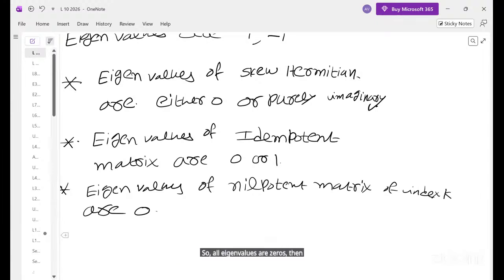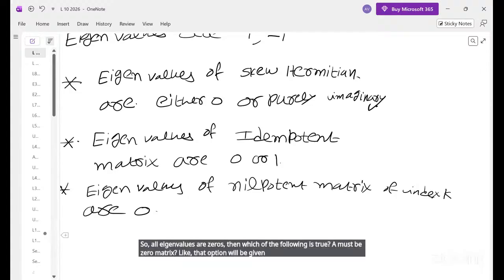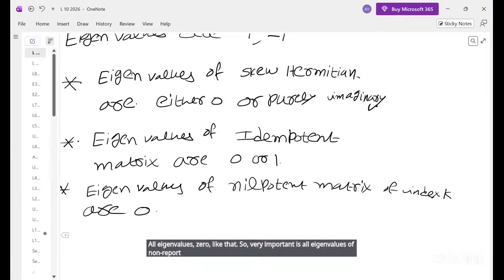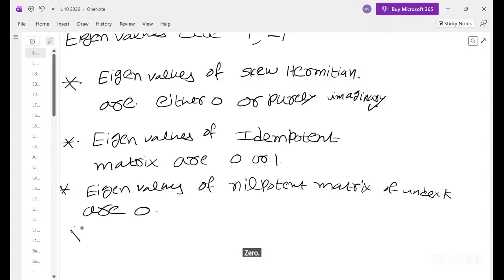Then which of the following is true? A must be the 0 matrix. Like that, options will be given, which is not correct. Eigenvalues of a nilpotent matrix are all 0. Whatever may be the index, all eigenvalues are 0. So very important: all eigenvalues of a nilpotent matrix, whatever may be the index, are always 0. Next one.